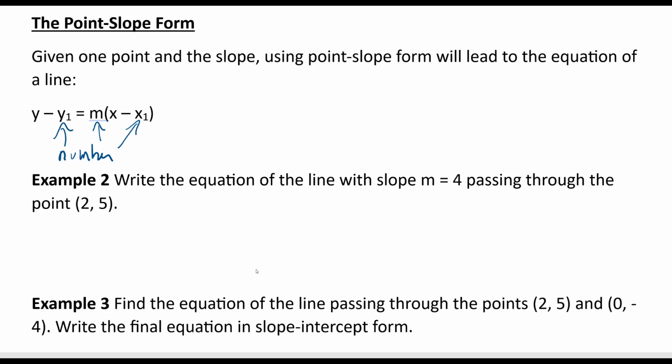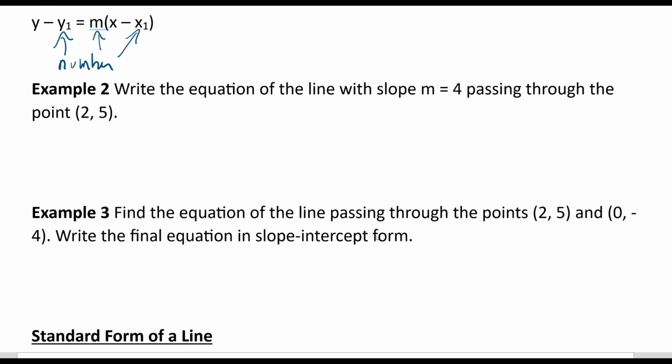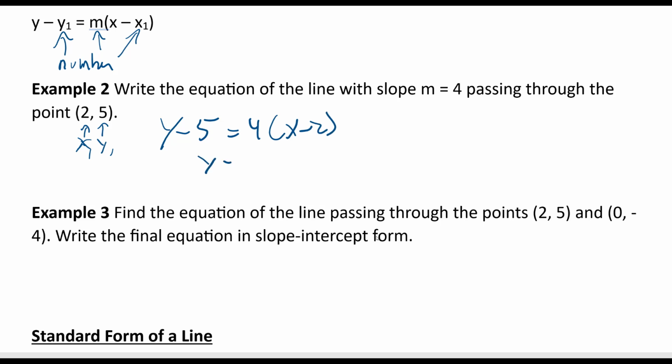So write the equation of the line with slope 4 passing through 2, 5. It's going to be y minus the 5 value, because this is the y value. Y minus 5 equals 4 times x minus 2. Y minus 5 equals 4x minus 8. If we add 5 to both sides, y equals 4x minus 3.